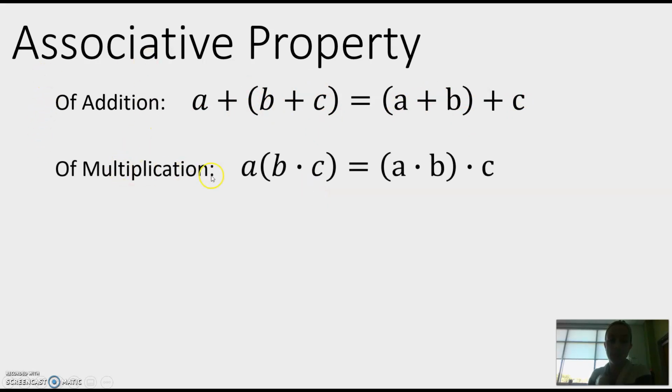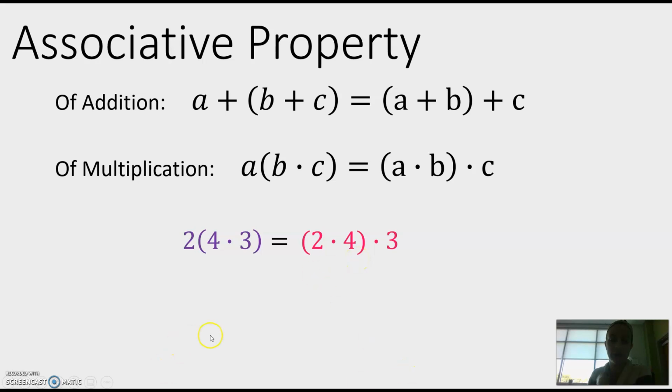Associative property of multiplication, same situation, only everything's being multiplied together. So if I multiplied B times C first, then times A, I would get the same answer as if I did A times B first and then times C. Let's look at an example. So if I was doing 2 times 4 times 3, 4 times 3 would have to happen first because PEMDAS, or order of operations, says we have to take care of the parentheses. This would be the same answer as if we grouped the 2 and the 4 together first.